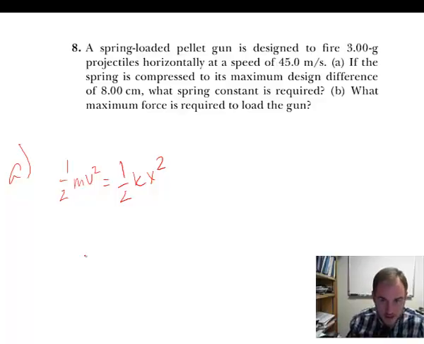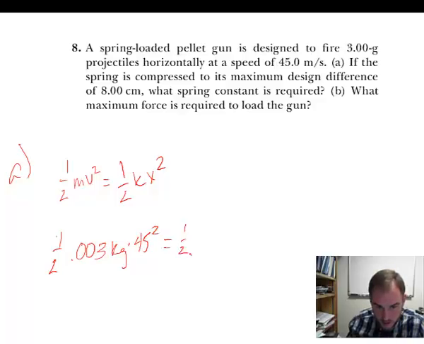So that's why we're going to set up this equation. That mass is going to get its velocity from the spring potential. So let's start filling in the numbers. We get 1/2 times m, which is 0.003 kilograms, times v squared, which will be 45 squared, equals 1/2 times k times 0.08 squared.